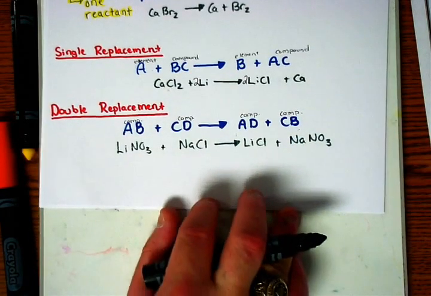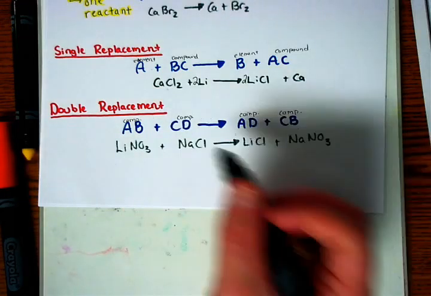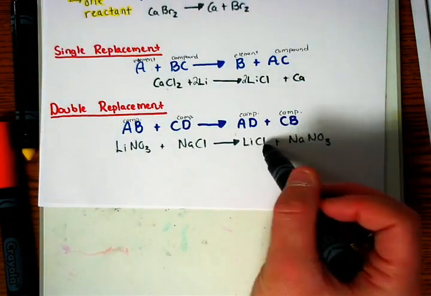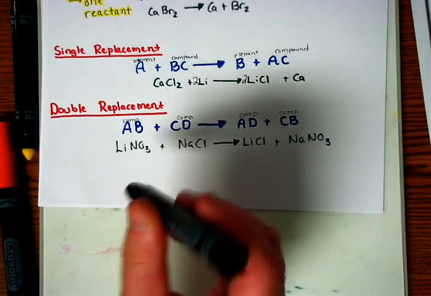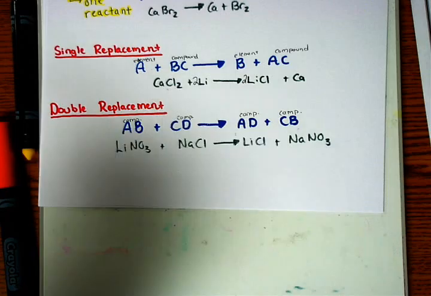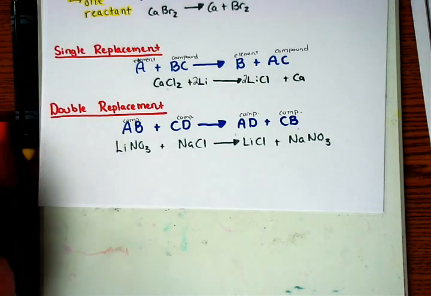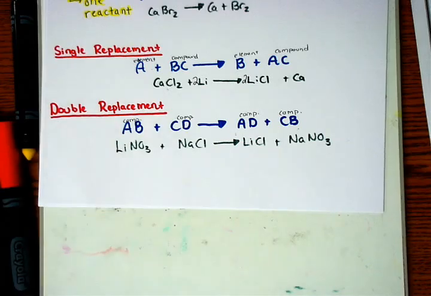Here's a good example, or at least a good looking example of one that's double replacement. Li was with NO3, Na was with Cl, and now Li is with Cl, and Na is with NO3. Do you see the swap that's occurred? Li is now with Cl, where it was with NO3 before. There's your 5 types of reactions.